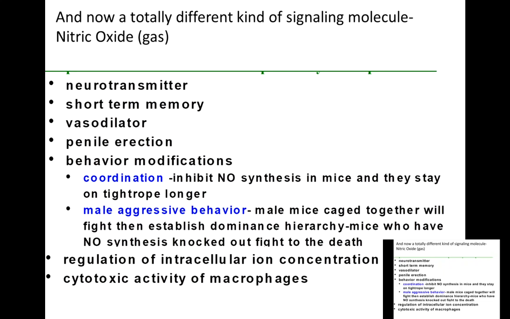It can regulate intracellular ion concentration, especially calcium, and it can affect the cytotoxic activity of macrophages, and we'll talk about that toward the end of this podcast.